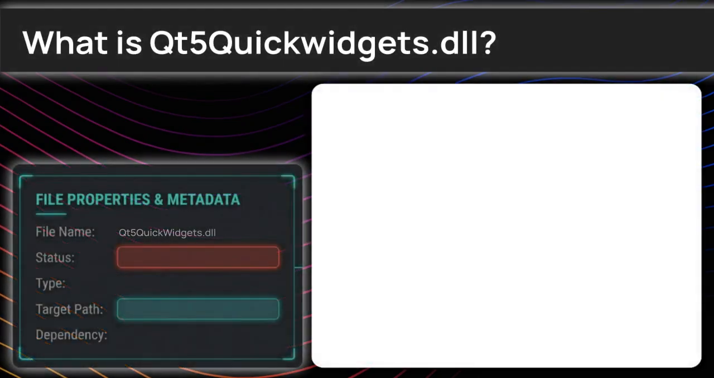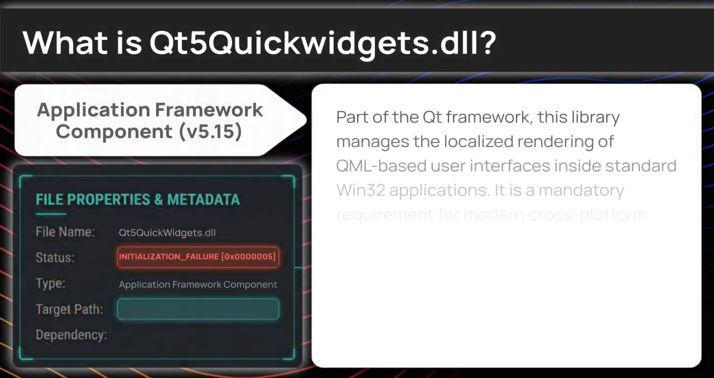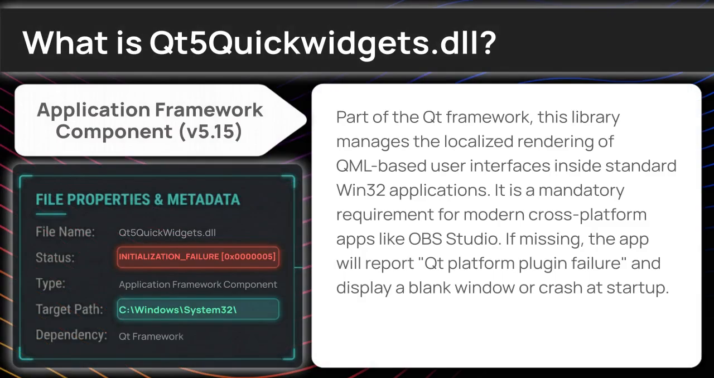This is the qt5quickwidgets. Part of the Qt framework, this library manages the localized rendering of QML-based user interfaces inside standard Win32 applications. It is a mandatory requirement for modern cross-platform apps, like OBS Studio. If missing, the app will report Qt platform plugin failure and display a blank window or crash at startup. Now let's get this fixed up.